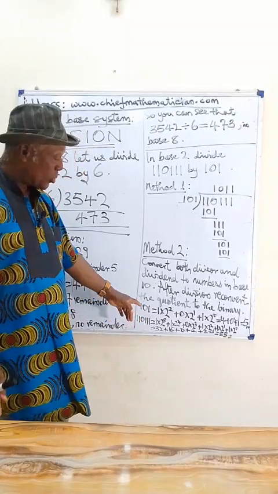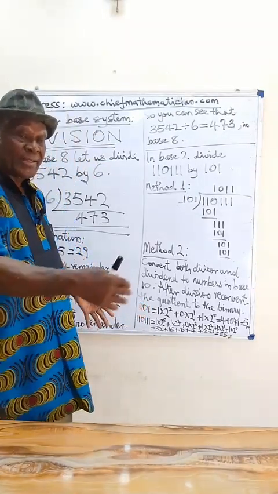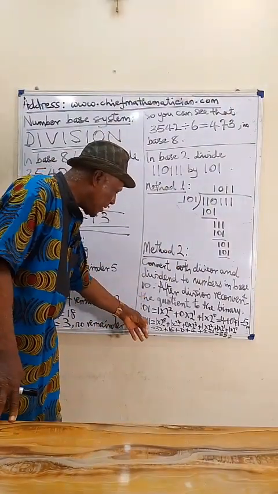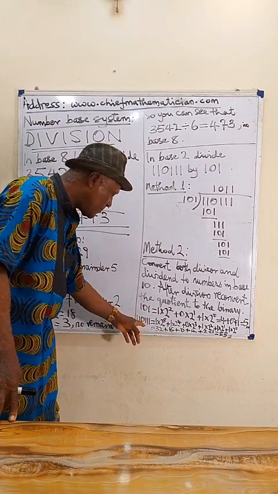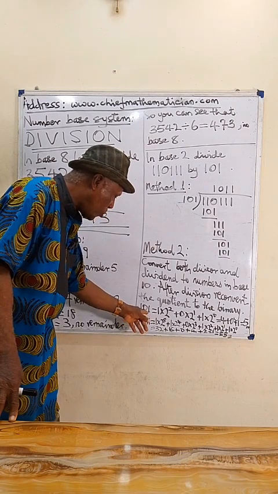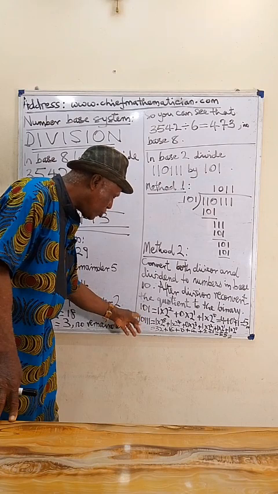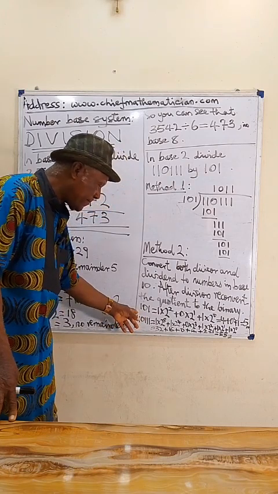110,111 in base 2. Again, making use of place values, which we shall look at in our next lesson. This one is under 2 to the power 0. The second one is under 2 to the power 1. The third one is under 2 to the power 2. This 0 is under 2 to the power 3. This one is under 2 to the power 4. This one is under 2 to the power 5.